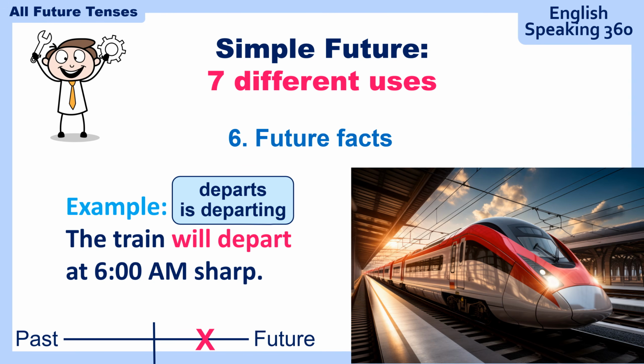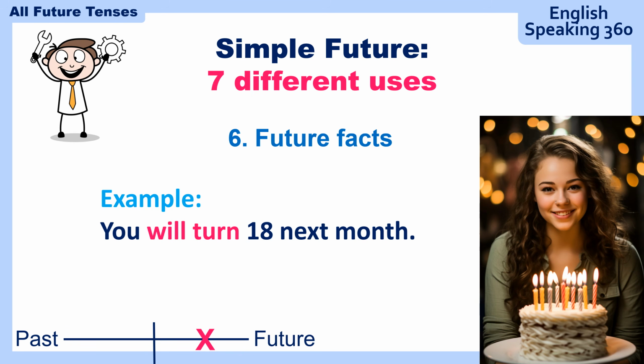You could also be using is departing. The train is departing at 6 a.m. sharp is also a good English sentence, but you're using the present progressive. But all three of them are the same. They have the same meaning. Here's another example.